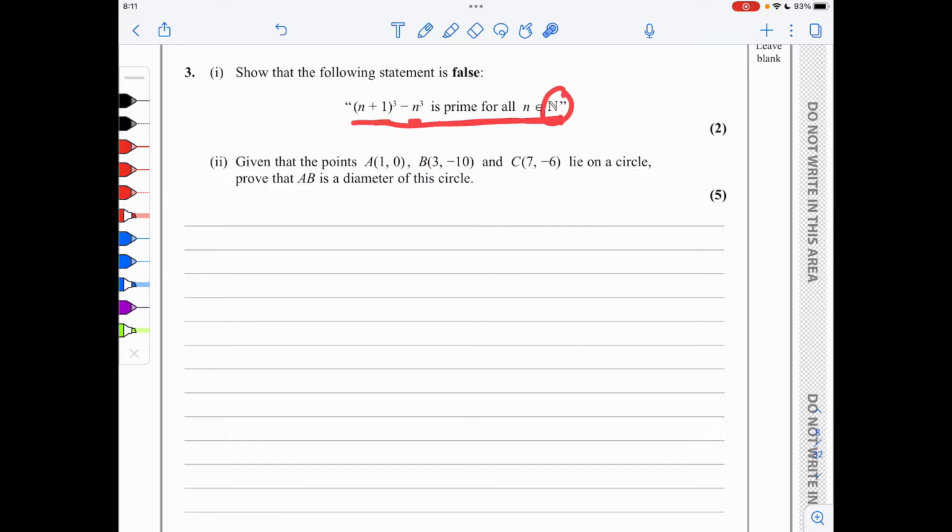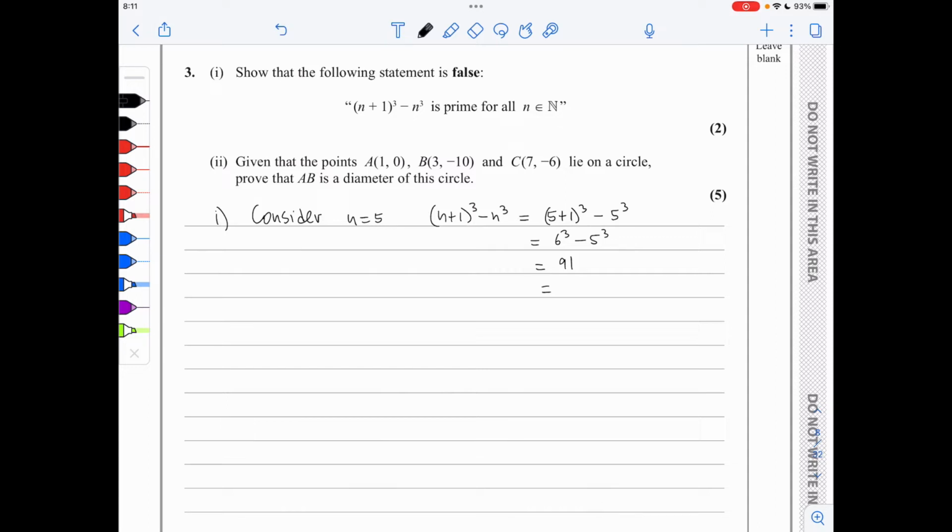is false. This does involve some trial and error, and we end up that if we consider n to be 5, then substituting into (n+1) cubed minus n cubed, the value of n is 5, we get (5 plus 1) cubed minus 5 cubed, which is 6 cubed minus 5 cubed, which is 91. Well, 91 is 7 times 13, and therefore the statement is false.